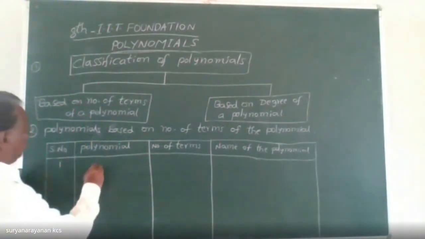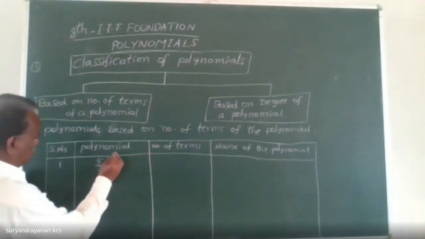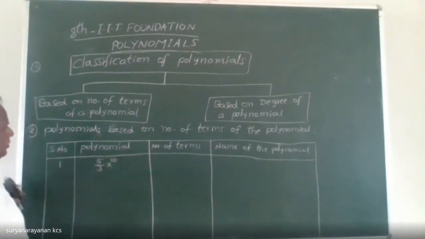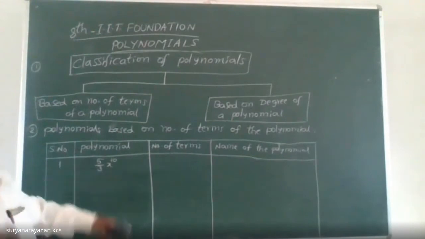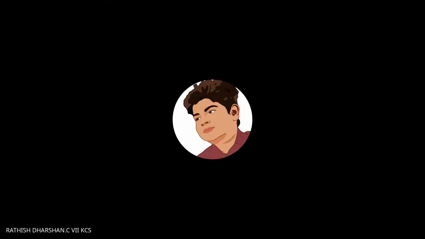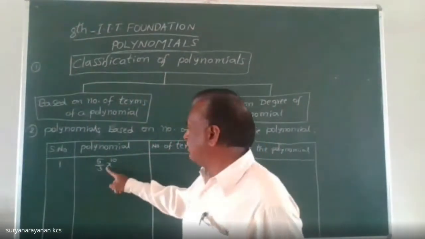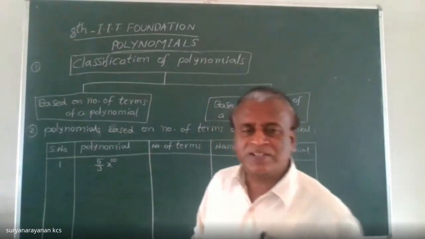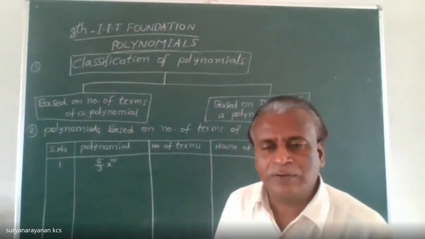For example, how many terms are there in this polynomial? Tell me. One. Only one term. That is 5 by 3 x power 10. In this polynomial, what is the variable? X. Yes, very good.